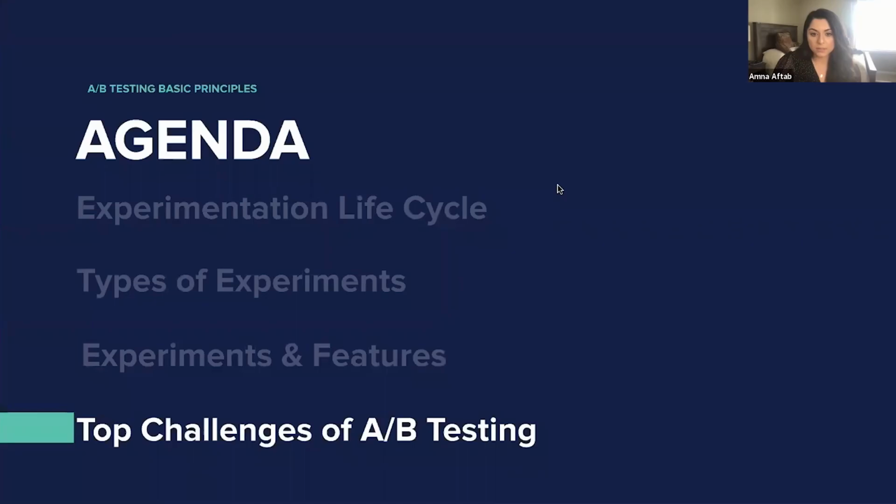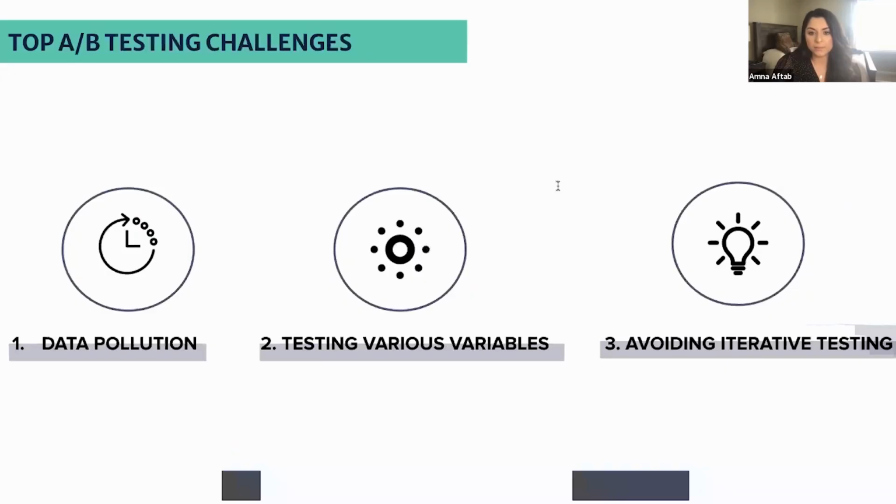So next, we're going to talk about top challenges of A/B testing. Cool. So let's start off with the first challenge, which is probably the most common, which is data pollution.